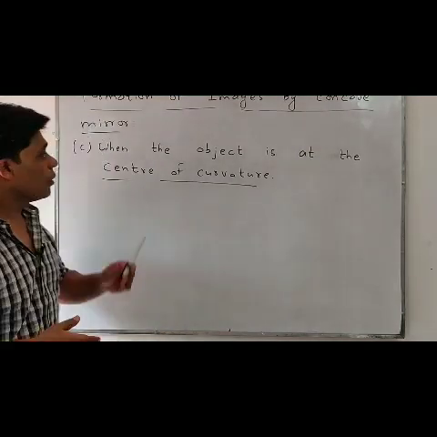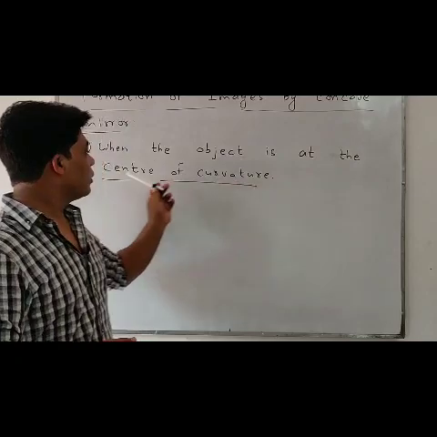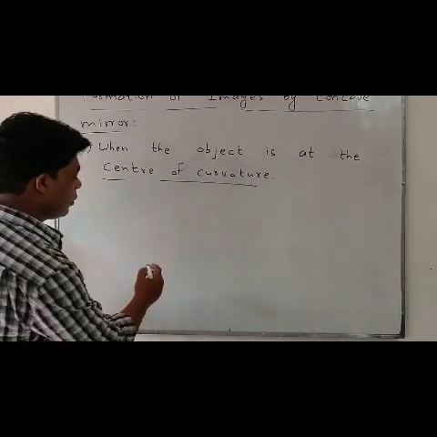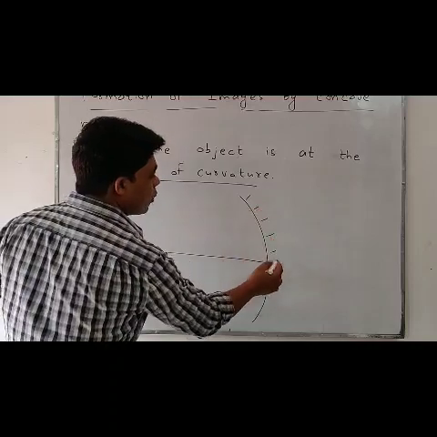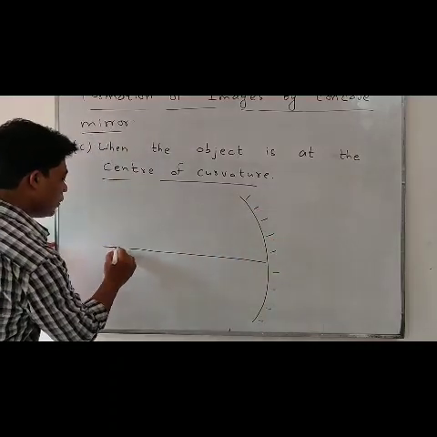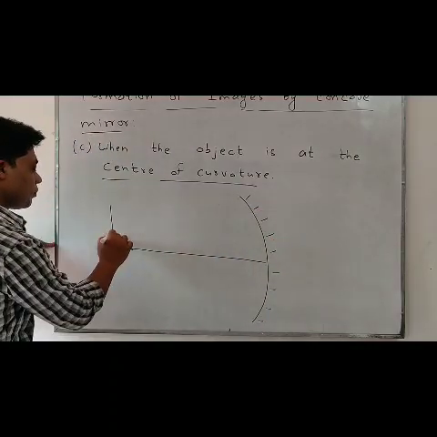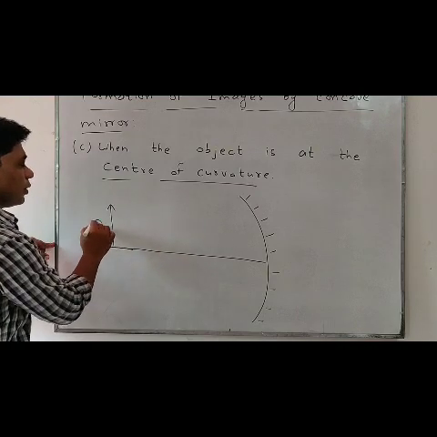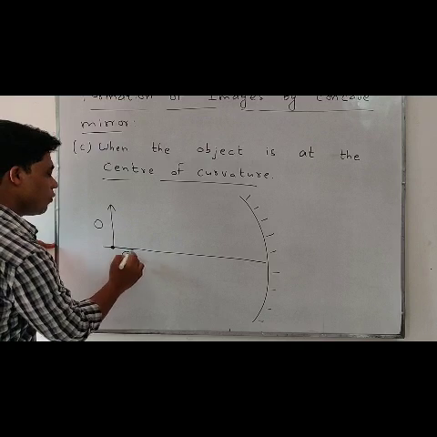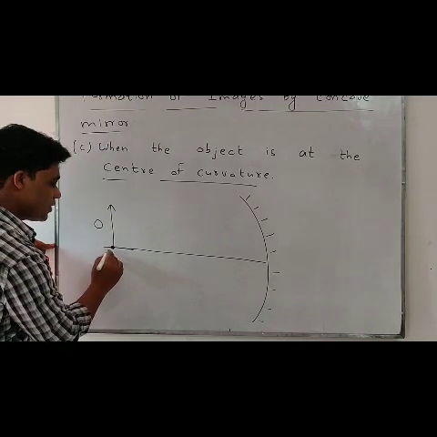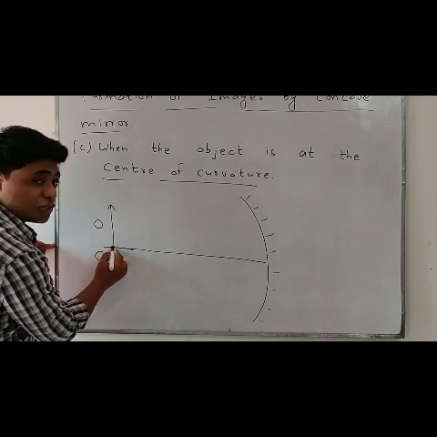Now the third condition, when the object is at the center of curvature. Look students, I made the mirror, that is a concave mirror, and this time the object is placed at C. This is the center of curvature. The object is placed at the center of curvature.